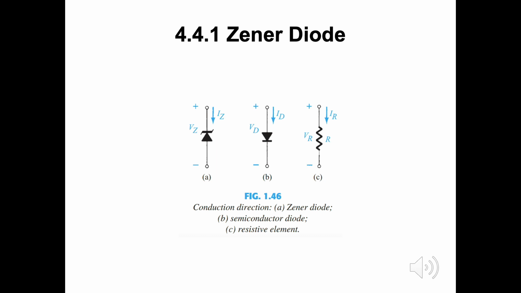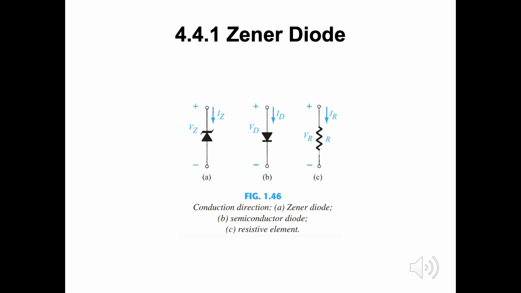This region of unique characteristics is employed in the design of Zener diodes, which have the graphic symbol appearing in Fig 1.46a on your left. The semiconductor diode and the Zener diode are presented side by side in Figure 1.46 to ensure that the direction of conduction of each is clearly understood, together with the required polarity of the applied voltage.